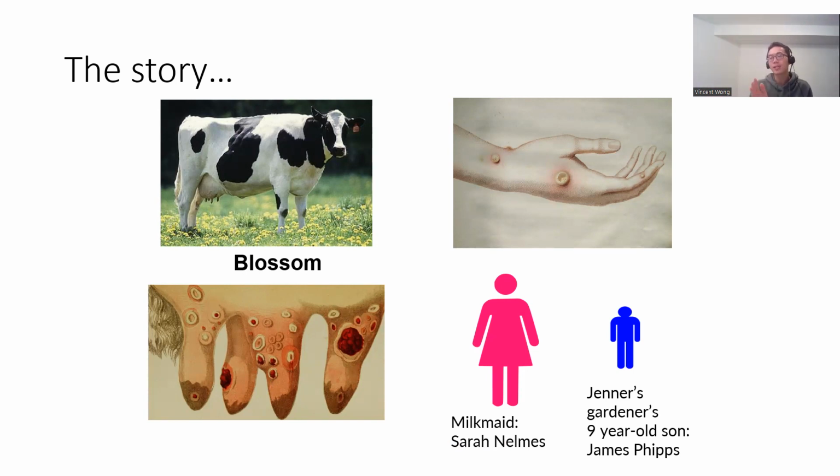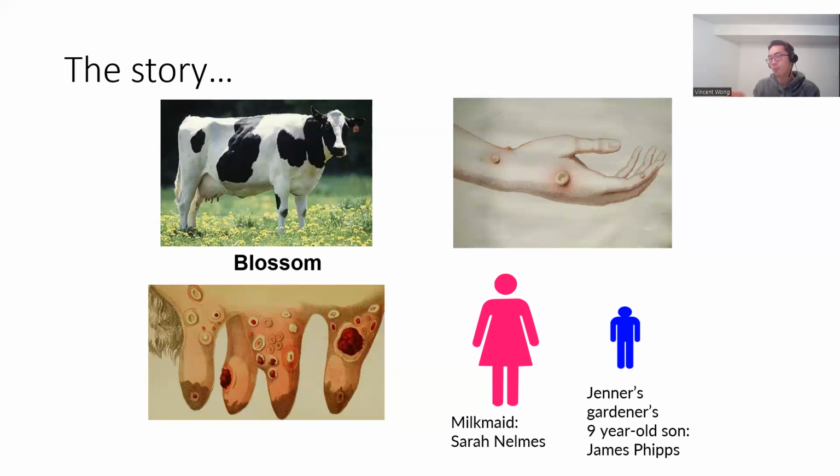So he noticed, the story goes like this, right? He noticed the people who got the cowpox appeared to be immune to the smallpox. So to test his theory, he exposed the gardener's son, whose name was James, to cowpox. And the boy recovered.